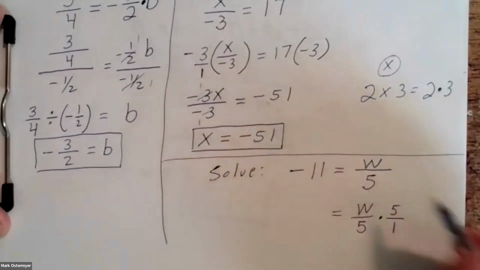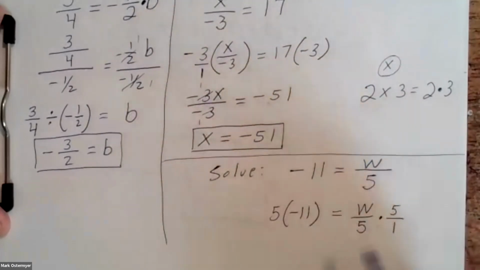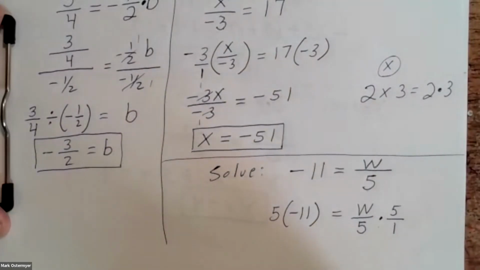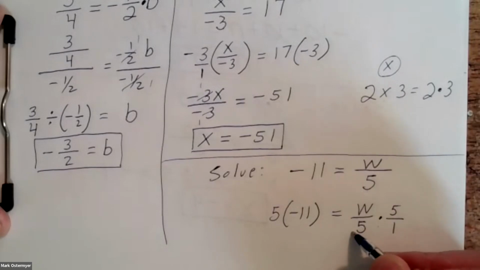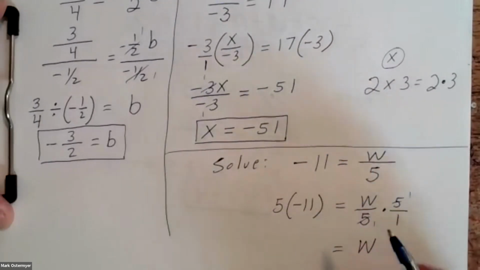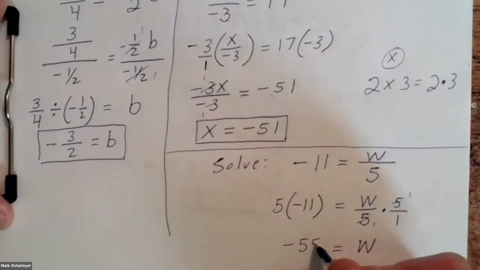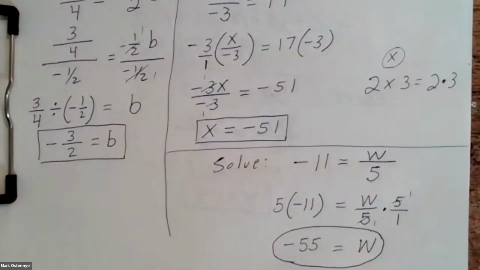Okay, but we have to multiply the left side of our equation by 5 also. This is saying 5 times -11. The right side of our equation, the 5's basically reduce out to 1's, leaving us with w, or 1w. And 5 multiplied by -11 gives us our solution of -55. And that would be our answer to that equation.